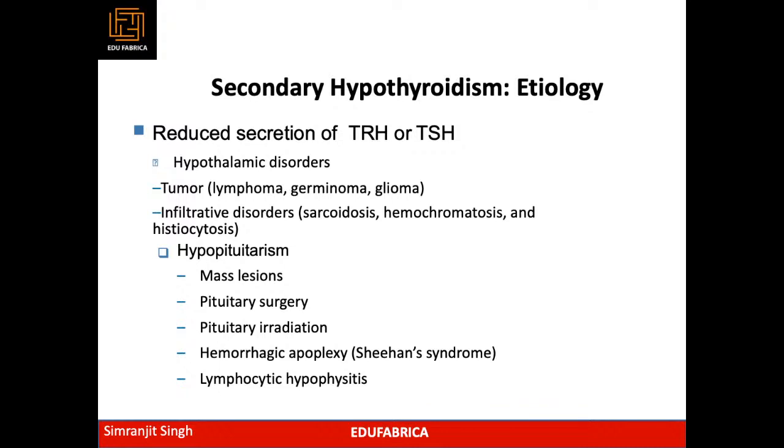Then secondary hypothyroidism includes reduced secretion of TRH and thyroid stimulating hormone. So hypothalamic disorders, like tumors and infiltrative disorders, and hypopituitarism is also possible, with lesions, pituitary surgery, pituitary radiation, and lymphocytic hypophysitis.